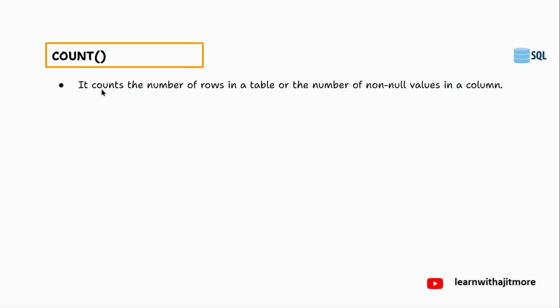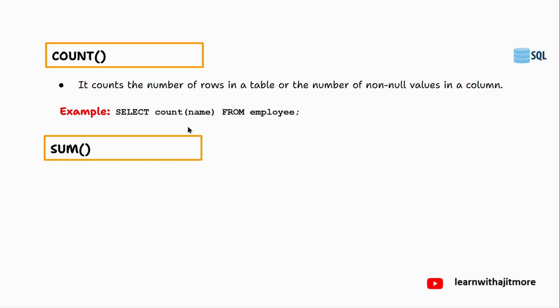Don't worry. COUNT counts the number of rows in a table if you write star, or the number of non-null values in a column if you give a column name. If you give star, it gives the number of records, and if you pass a column name, it gives how many non-null values are there in that column. Okay, example: select count of name from employee. If some names are duplicate, it will still count them separately.